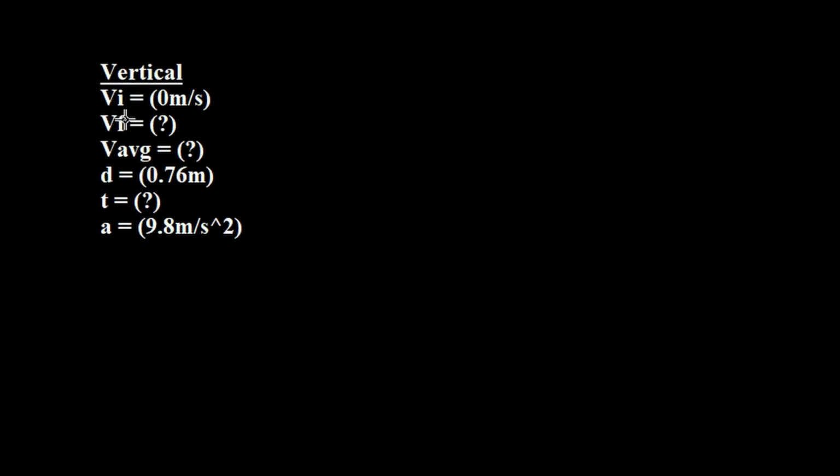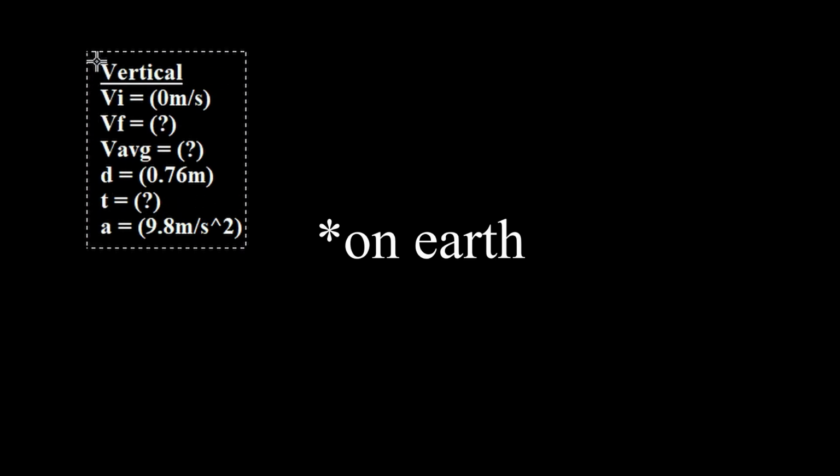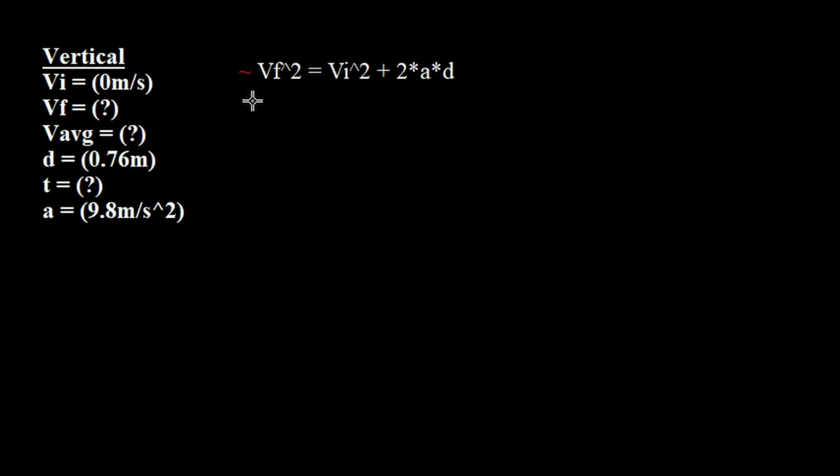So you can see that the initial velocity is 0 meters a second vertically, and we don't know what the final velocity is, we don't know what the average velocity is, but we do know the distance it fell vertically is 0.76 meters, and we don't know the time, but we do know the acceleration because the acceleration of gravity is 9.8 meters a second squared. With all that information from the first part, we can use this equation, which is final velocity squared is equal to initial velocity squared plus 2 times acceleration times distance.